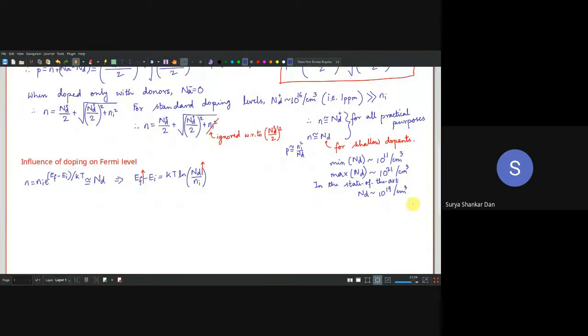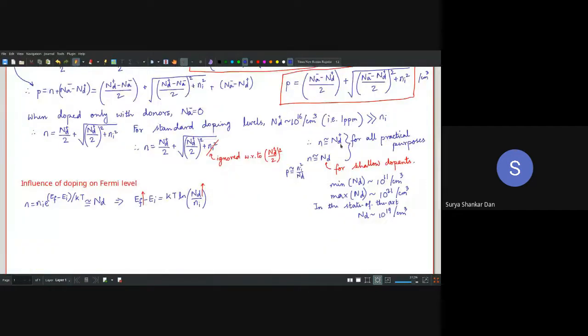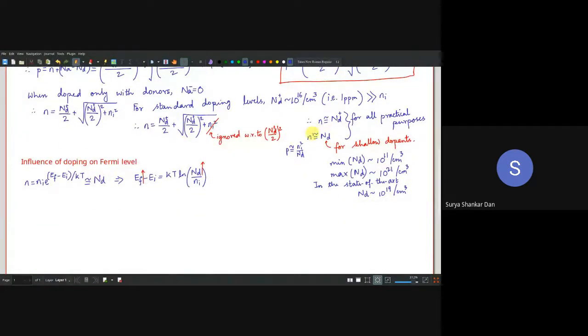All right, so now the influence of doping concentration on the Fermi energy level. Limits of doping is done. Through mathematical modeling we have already seen that N is equal to ND. However, N equal to Ni, this part is copied from our previous class. So from here we get EF minus EI is equal to KT ln(ND/Ni). Makes sense? I chose only this part of the equation.